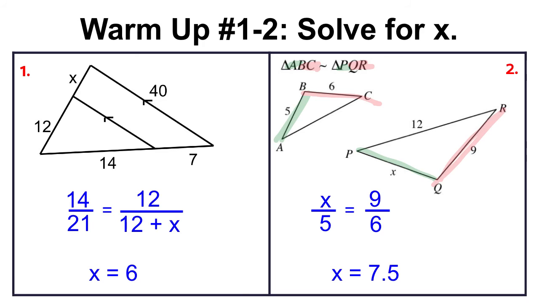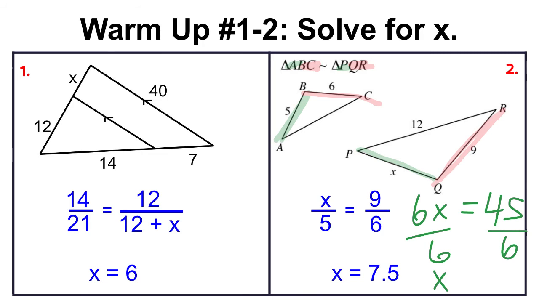So now I'm going to go ahead and cross multiply again. So if I do 6 times x, I get 6x. And if I do 9 times 5, I get 45. And then finally I would just divide by 6, and that's how I get 7.5.